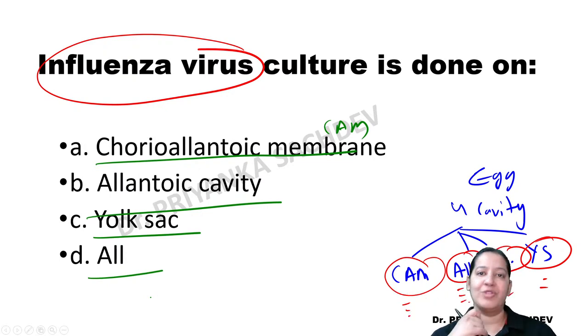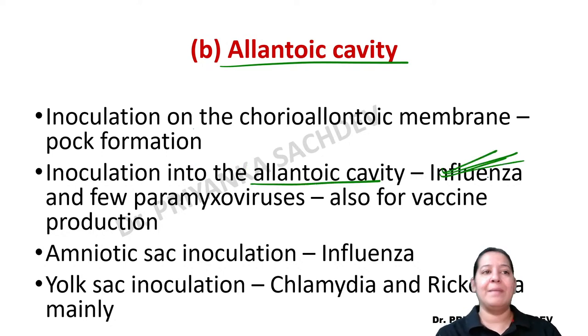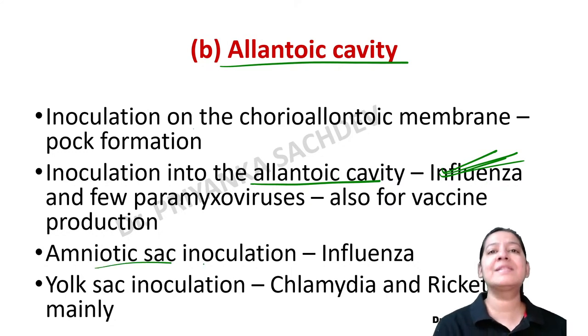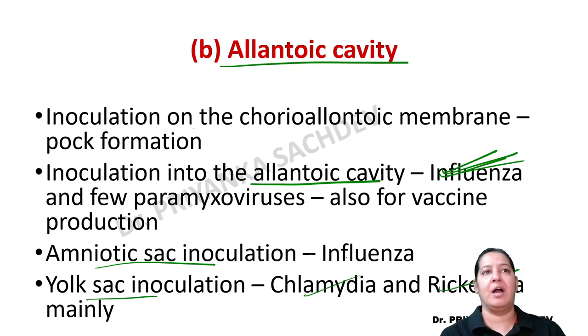Now also I have shown you the diagram, so you have to learn. So what is the correct answer? The correct answer is not all. It is allantoid cavity. So on inoculation, in the allantoid cavity the influenza virus is mainly there, right? In the amniotic sac there may be influenza virus too, but primarily it is the allantoid cavity. In the yolk sac it is chlamydia and rickettsia, and in the CAM it is the pox virus.